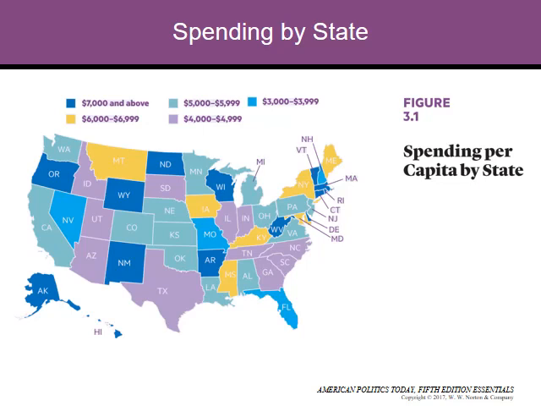New Mexico, while it has a smaller population, is a high spending state. California is a relatively high spending state. Florida is a very low spending state. You can see it in the blue there. Oregon is a relatively high spending state, whereas New Hampshire is a relatively low spending state.